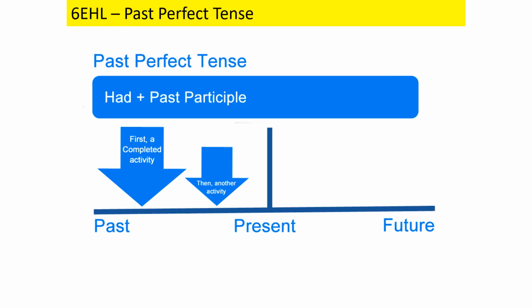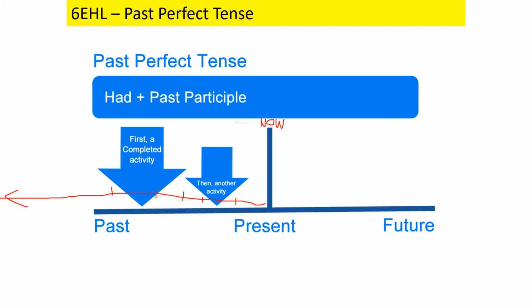So that brings us to past perfect. So past perfect is a little tricky because here we have this line in the middle here. This is the present, right? This is now. But the past isn't just one time. The past extends very far. So there are different times in the past.